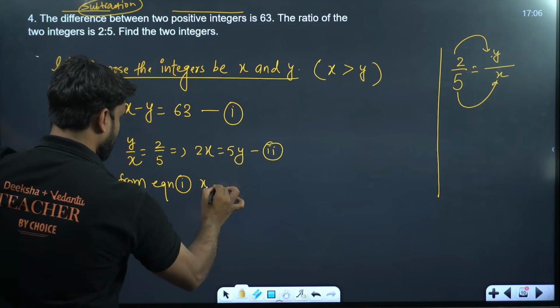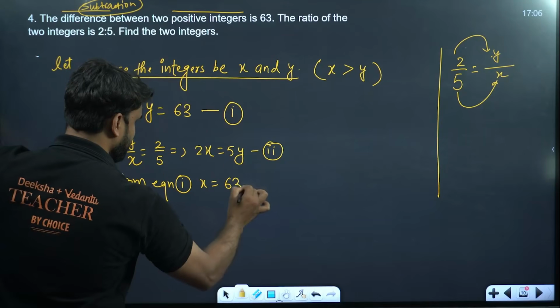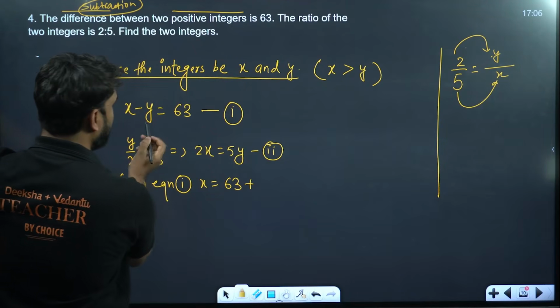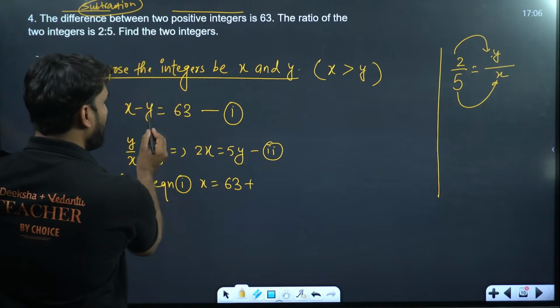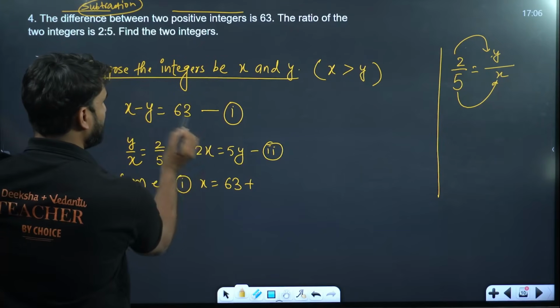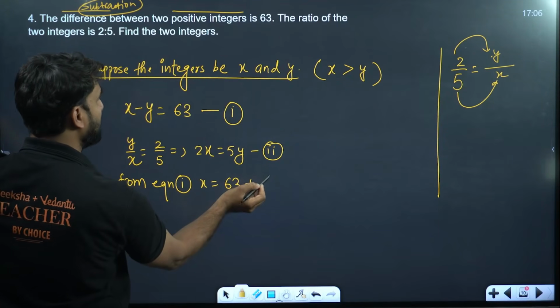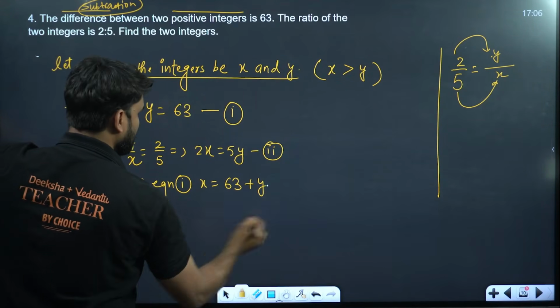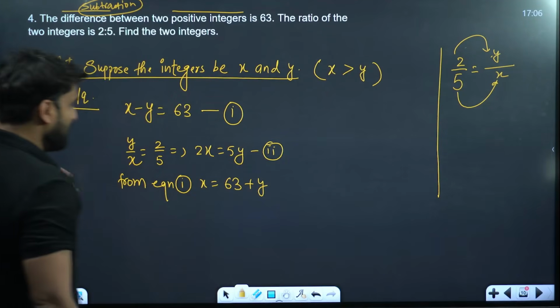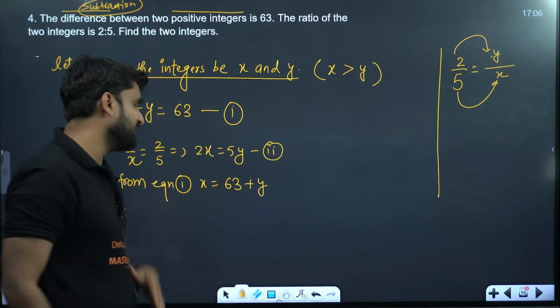So from equation number 1, x can be written as 63 plus y. The y is in minus form, so if the y goes to the opposite side of the equal sign, it will become plus. So x equals 63 plus y.